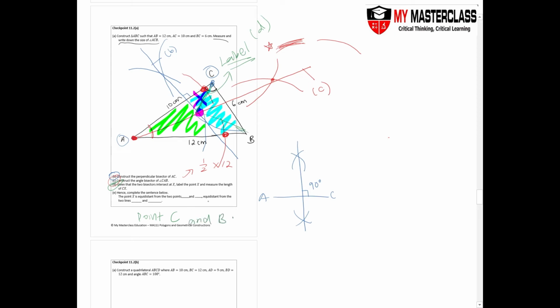Now it is also equidistant from the two lines. Two lines, what do you mean by that? Sorry, the two lines should be C and B. Remember, the line is actually a perpendicular bisector, whereas your points refer to your angle bisector. So for the perpendicular bisector, we have points C and B. Now two lines will be your angle bisector.